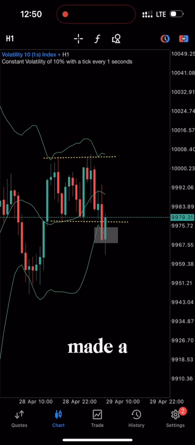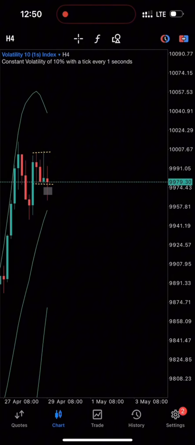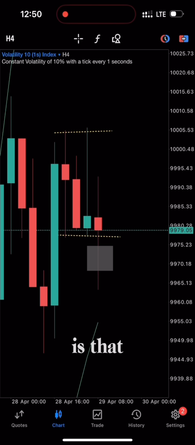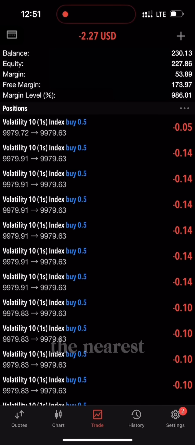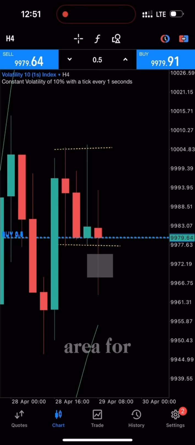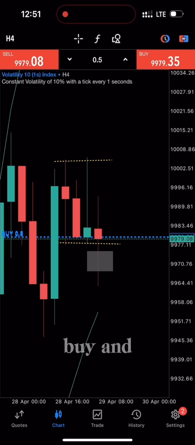It hasn't made a fake out there, but it has to, because this is a flag. Mostly it looks like a bearish flag, which means it's supposed to go up. So it goes for the stop losses of the early buyers, which is why it broke the trend line going downwards. It will try to reach the nearest area of influence, then bounce back going up. So then I will buy and then wait.